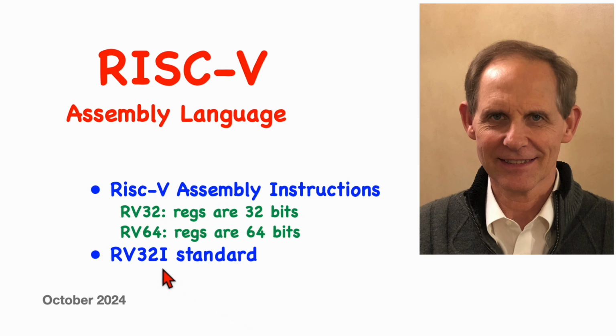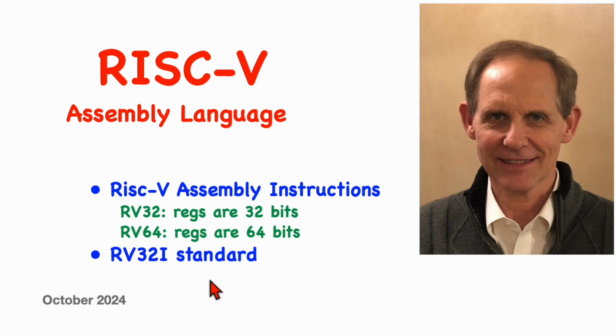There are actually two main standards for RISC-V. There's the RV32 and the RV64. The size of the registers is 32 bits, or 4 bytes for RV32, and the registers are 64 bits, or 8 bytes, for the RV64 standard.